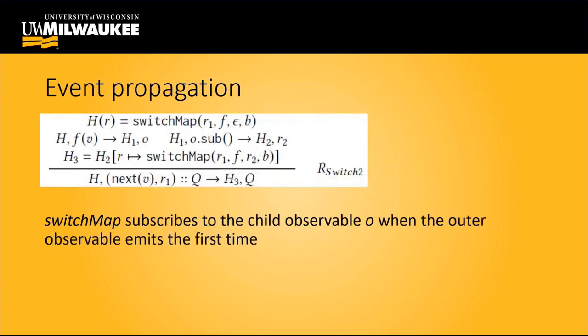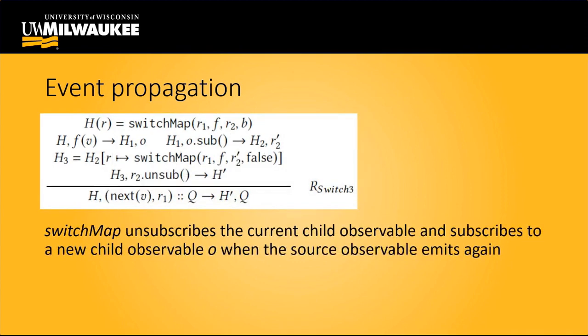The second rule concerns the case when the source observable of the switchMap emits the first time. The observable returned from the function f is subscribed to and becomes the first child observable of the switchMap. The third rule is similar to the previous one, but in this case, the source observable R1 has already emitted before. And a new emission from the source observable R1 means that the current child observable R2 must be cancelled or unsubscribed and be replaced by a new child observable returned from the function f.